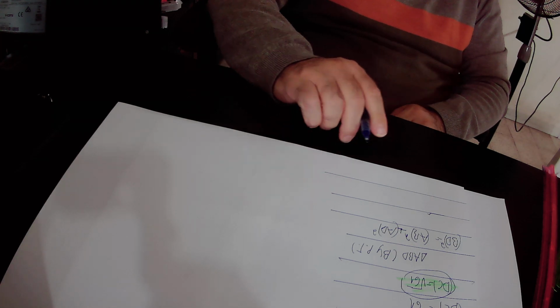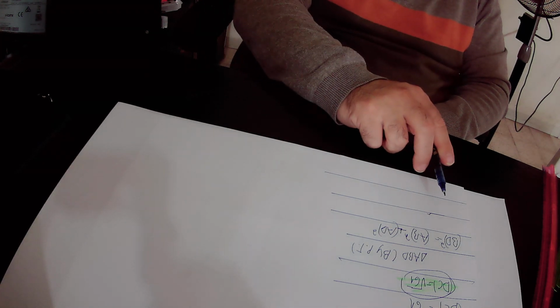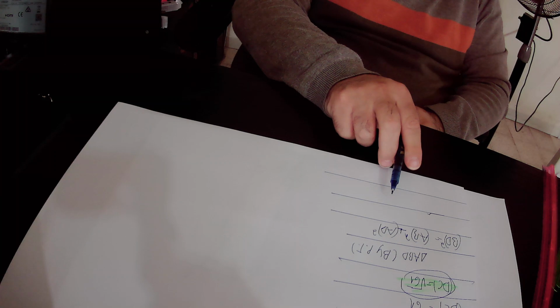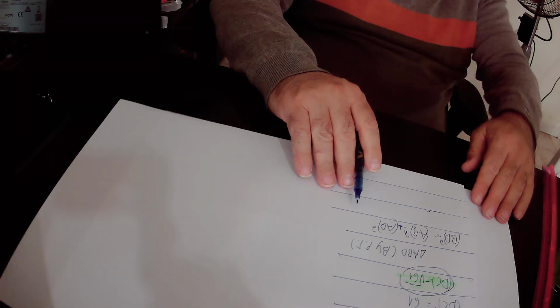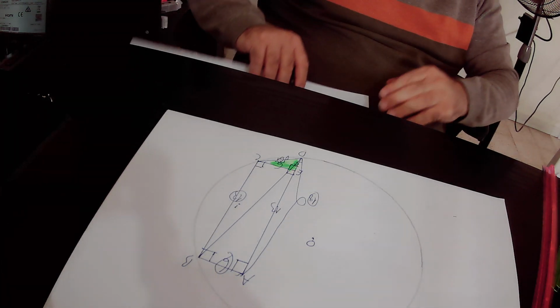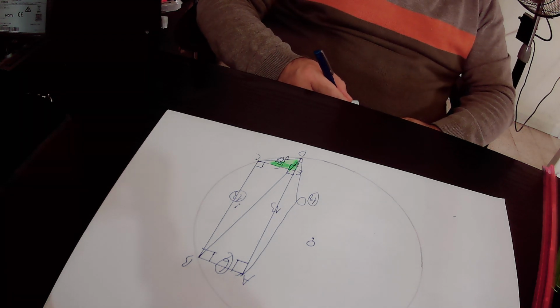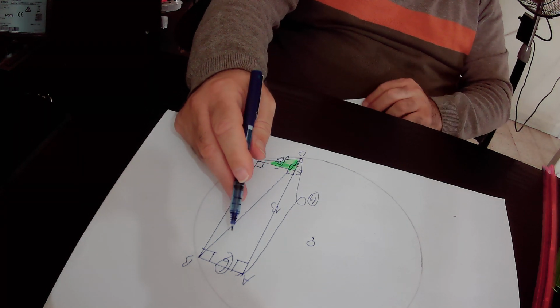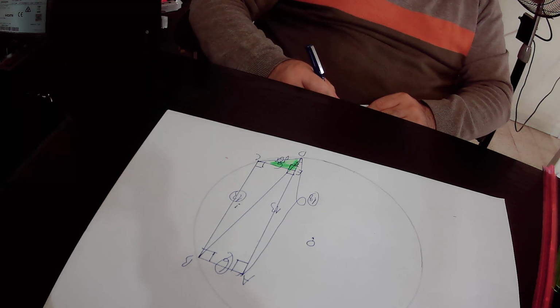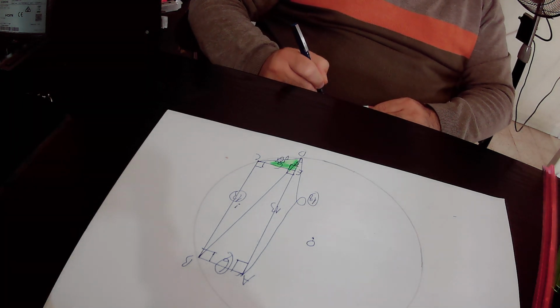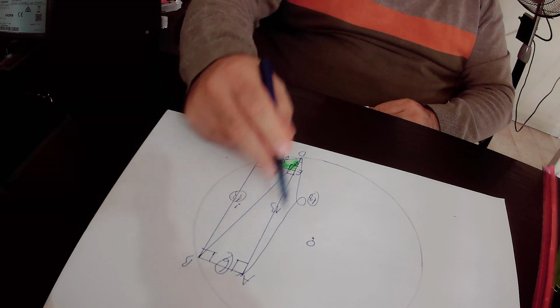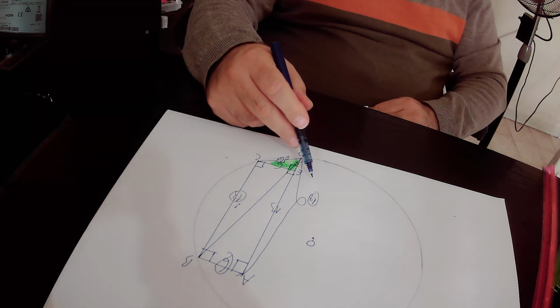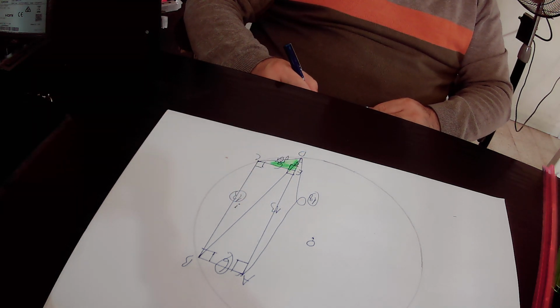In conclusion, we found out that according to the Pythagoras theorem, in the right triangle ABD, BD squared equals AB squared plus AD squared. So BD squared equals AB squared. AB equals 6, so AB squared is 6 squared, that is 36, plus AD squared. AD equals 18 units, therefore AD squared is 18 squared, that is 324.